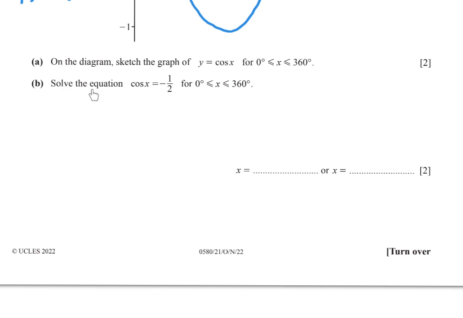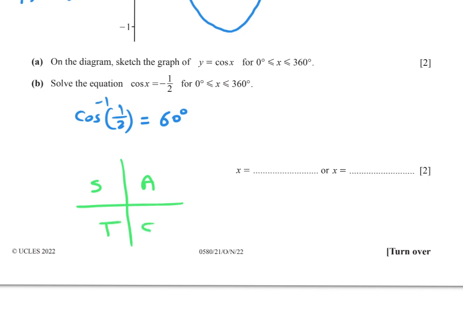Now for B, solve the equation cosine of x equal negative half and x more than or equal 0 and less than or equal 360. So we can find the acute angle. Cosine inverse 1 over 2. Forget the negative now. So 60 degrees. Now this is the acute angle. We need to find which quadrant we have to work with from the CAST rule.